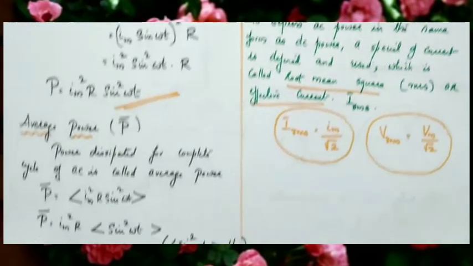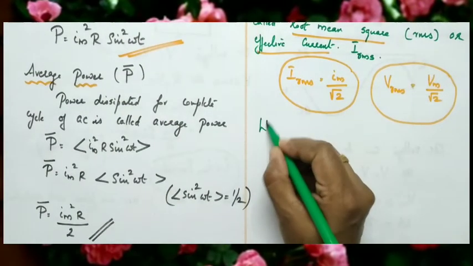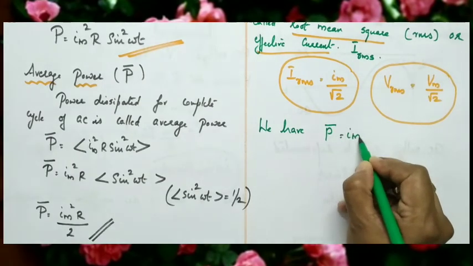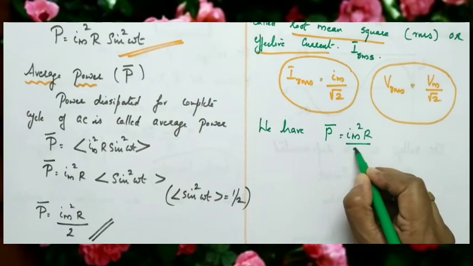Now we can represent here, we have average power given by Im square R divided by 2, isn't it?